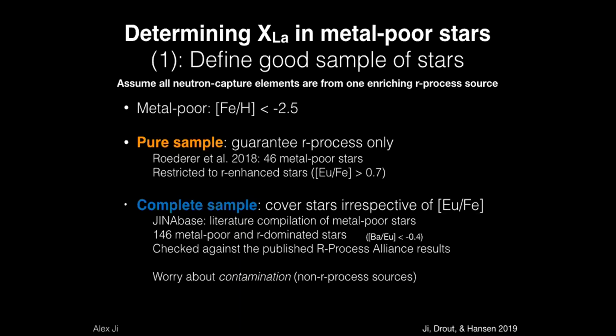And this JINA-CEE compilation is just a whole bunch of literature stars, but we checked against our r-process alliance results, who have been much more careful with their selection function, to make sure that we got similar answers. So this sample should be more complete, but you worry about contamination, which is that neutron capture elements can be synthesized in places that are not just the r-process. And the lower europium to iron you go, the more likely that you have significant contamination from those sources.